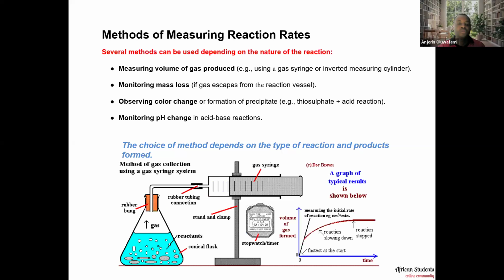Okay. So the setup looks like this. We can have a method of gas collection using a gas syringe. And then you have a graph of typical results shown below, where you have the fastest rate at the start, then the reaction slows down, then the reaction stops. So that's that for that.